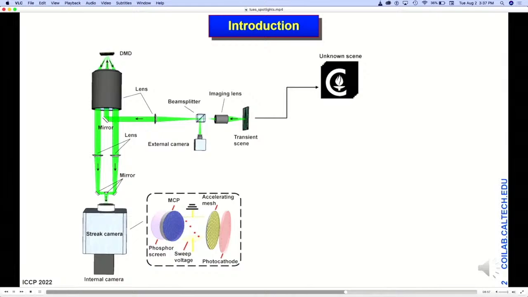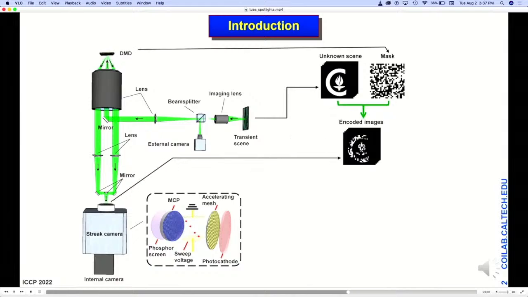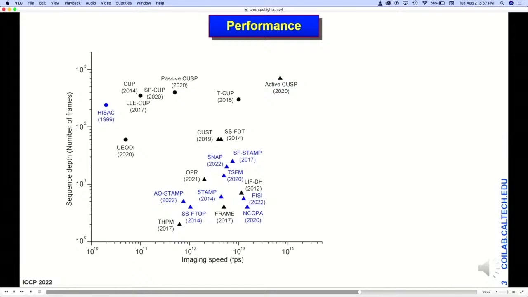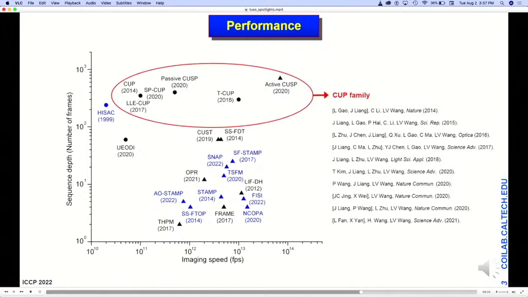A transient event is first encoded by a pseudo-random binary pattern by a DMD. Then the encoded scene is relayed to the streak camera, where images at different times are temporally sheared in the vertical direction. We implement a regularization-based image reconstruction algorithm, TwIST, to recover the entire sequence of the ultrafast dynamics from only one single raw image. CUP surpasses all the other state-of-the-art single-shot ultrafast imaging techniques in terms of imaging speed and the number of frames in one acquisition.